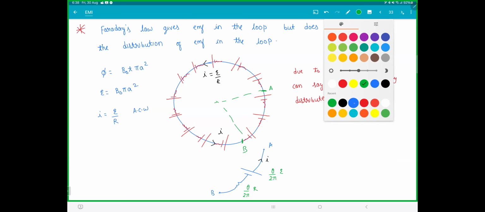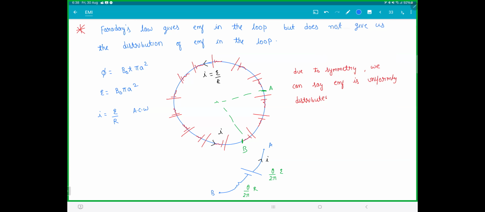So that small segment will have an EMF of this much, and that small segment will have a resistance of this much. Now applying Kirchhoff's law, you're going from B to A. So VB minus I into theta R by 2 pi plus EMF theta E by 2 pi. Then you reach VA. So we get VA minus VB is equal to theta by 2 pi E minus IR. But I already know I is E by R, so it's 0. Independent of theta, you'll get 0.